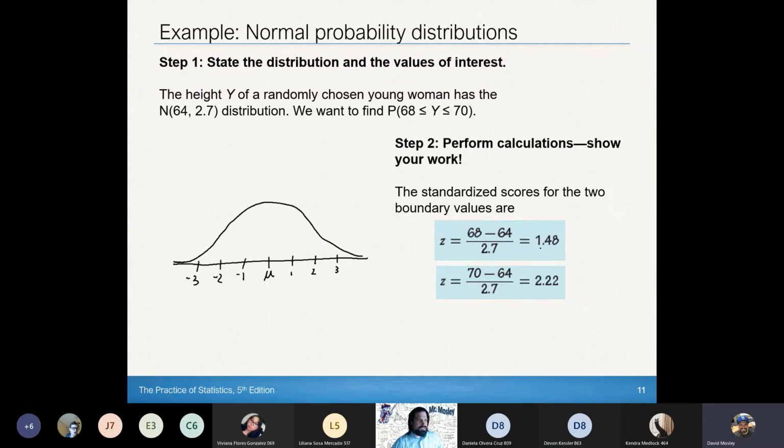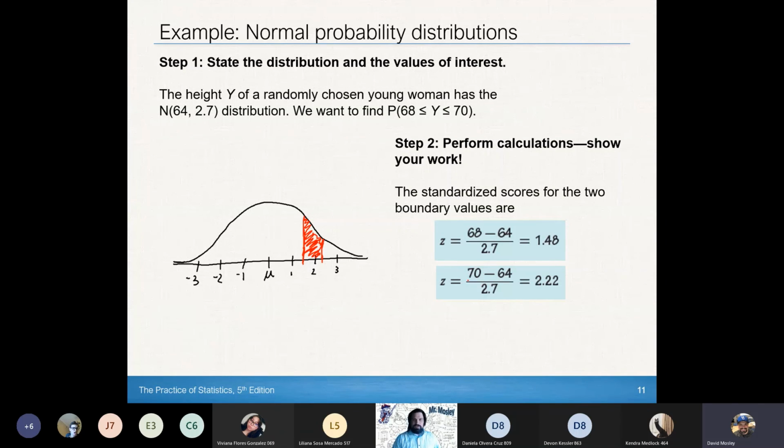And we have a z-score of 1.48, which might be right about here, and that's our lower bound. Our upper bound is at 2.22, maybe about here. So the area we're looking for is just the area in here. This is the same as what we've done previously in chapter 5 with normal curves.